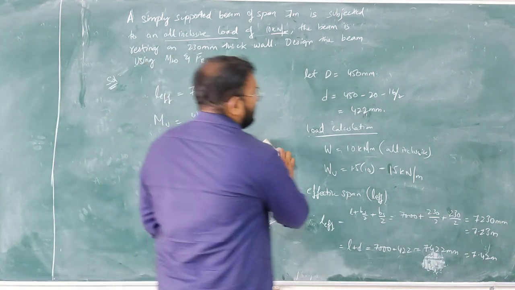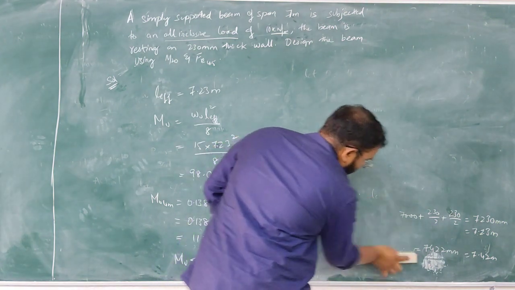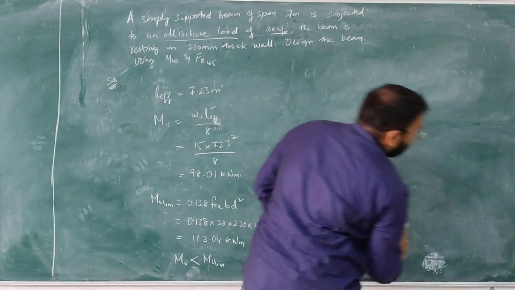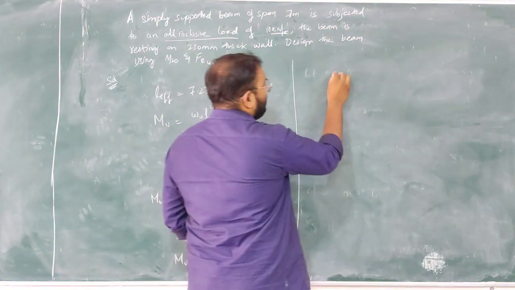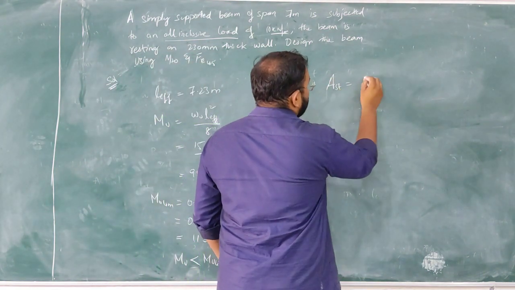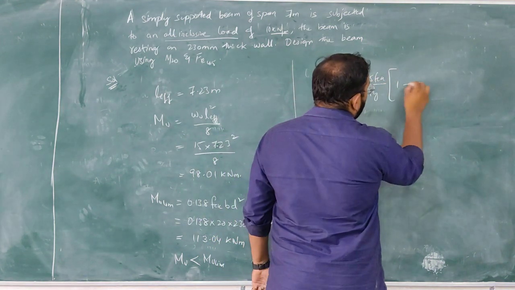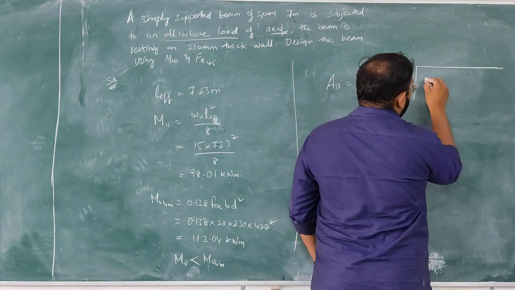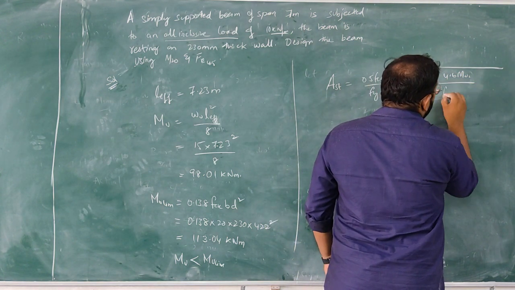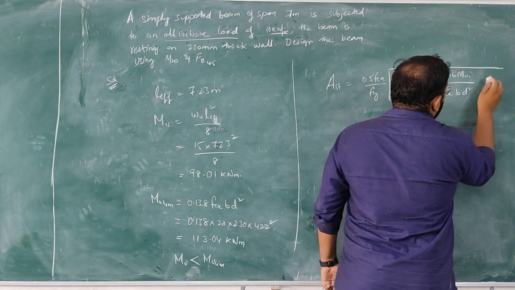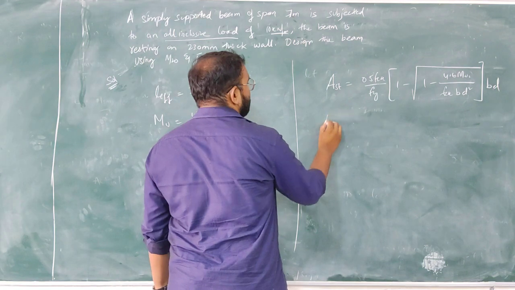So what will be your next step? You need to compute the area of reinforcement. How much area of reinforcement do you require? So Ast will be Ast is equal to 0.5 fck by fy into 1 minus root of 1 minus 4.6 Mu by fck bd square, multiplied by bd. Come on, tell me this answer fast.